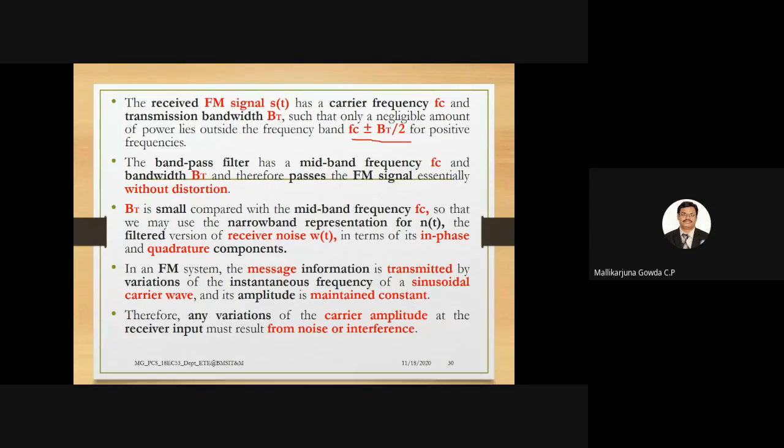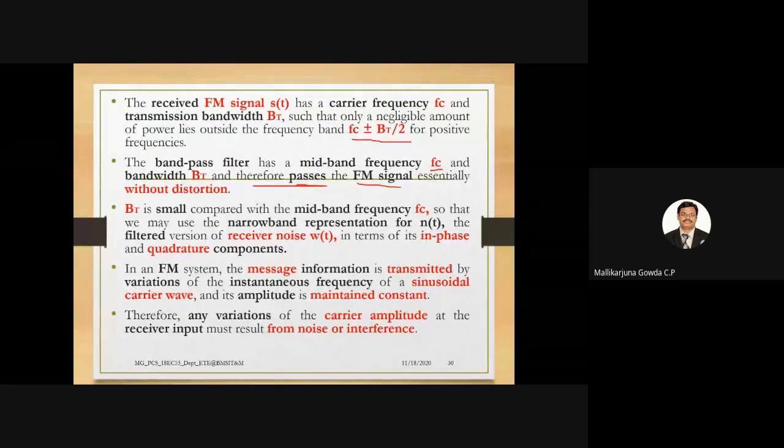Then see the output of the band pass filter, right? So we need to think about what a band pass filter is. The band pass filter has a midband frequency FC and a bandwidth BT, and it will be able to pass that FM signal without any distortion, because its midband frequency and bandwidth are sufficient to pass the modulated signal.